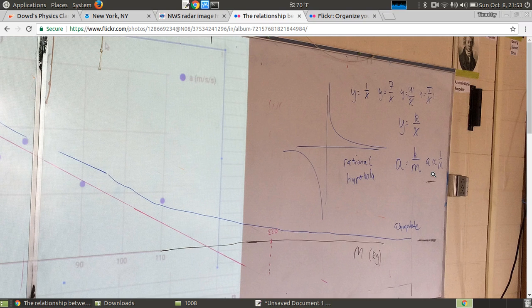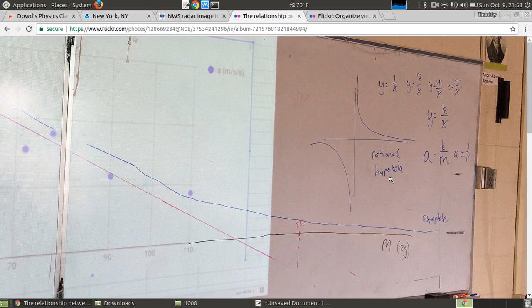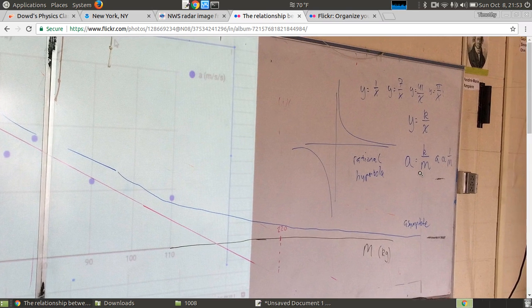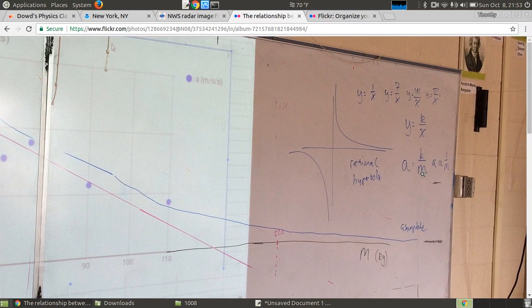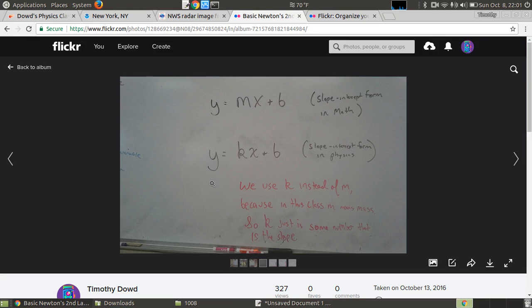Another way of saying that is that acceleration is proportional to 1 over mass. So that's one of the big ideas of this lab. And what it can be translated into is that as mass gets bigger, acceleration gets smaller, because if you have a bigger number on the bottom of a fraction, that makes the overall fraction smaller. So we're going to try to analyze that hyperbola, or that rational graph, to figure out if we can get some important information out of it.